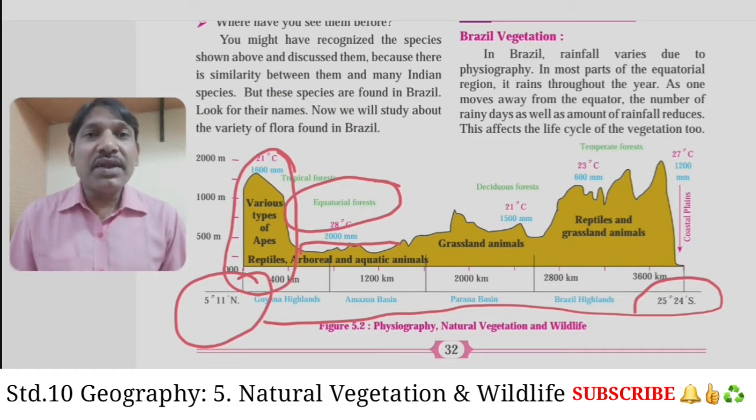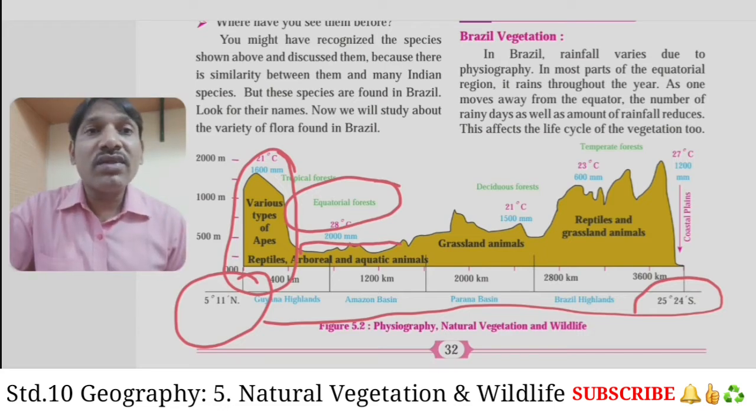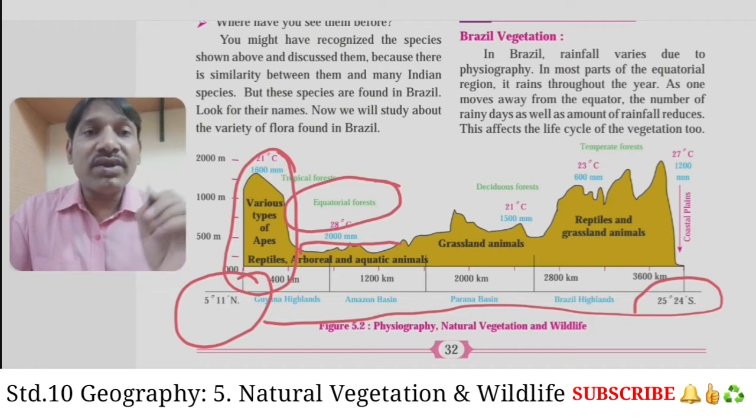Because of the hot temperature, a low pressure area is created here, and because of the low pressure area, winds blow from the high pressure area to the low pressure area, and because of that it rains continuously here. Okay students, this is the reason that we have rainfall throughout the year here, and because of continuous rainfall, we see the equatorial forest or evergreen forest here.